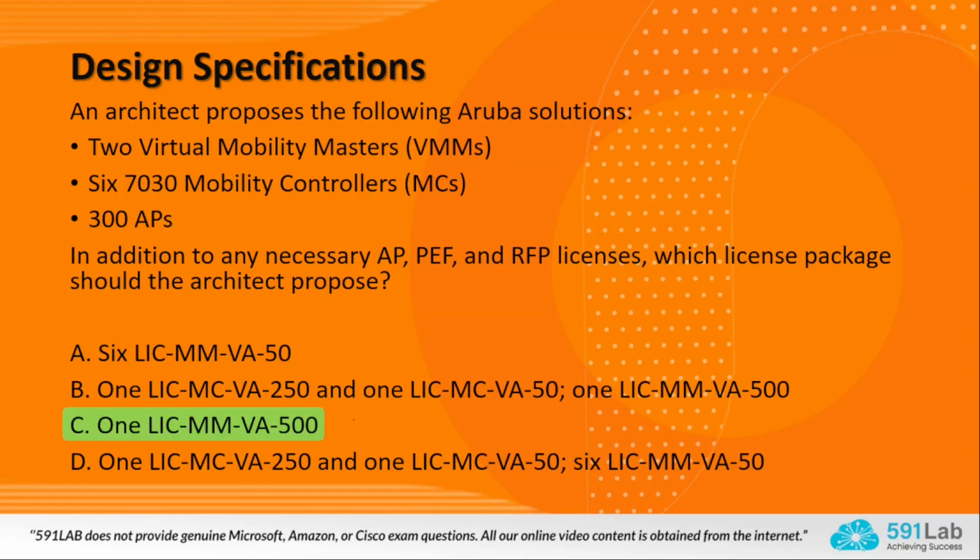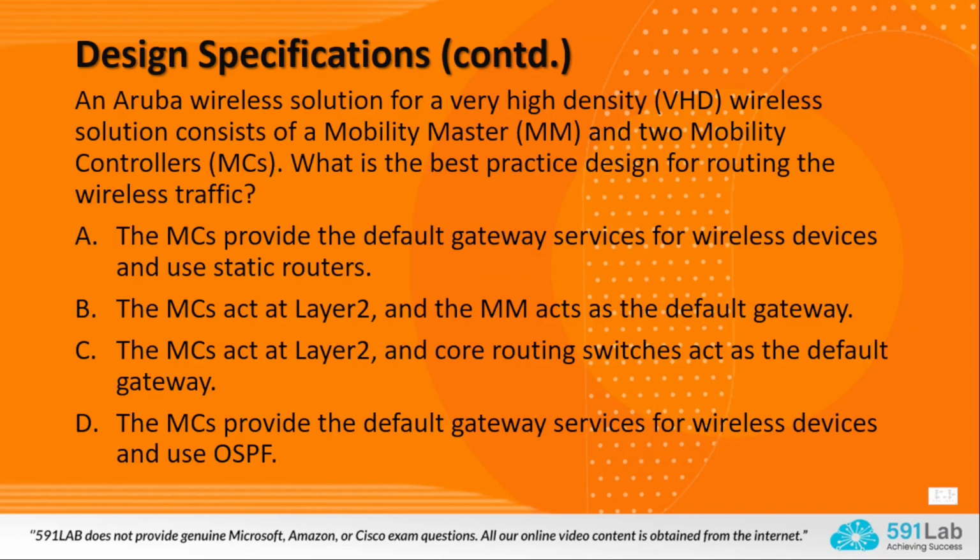We'll move on to the next question under design specifications. An Aruba wireless solution for a very high density wireless deployment consists of a mobility master and 2 mobility controllers. What is the best practice design for routing the wireless traffic?